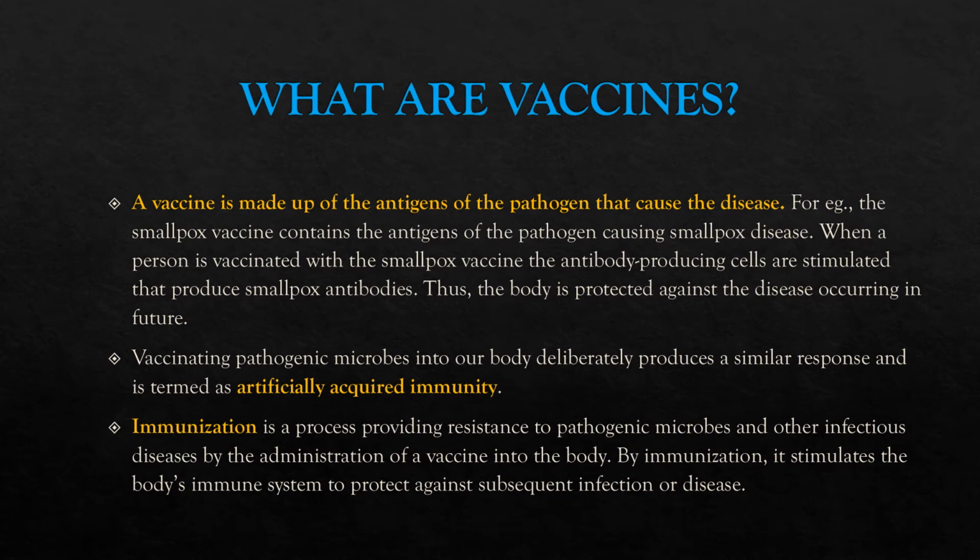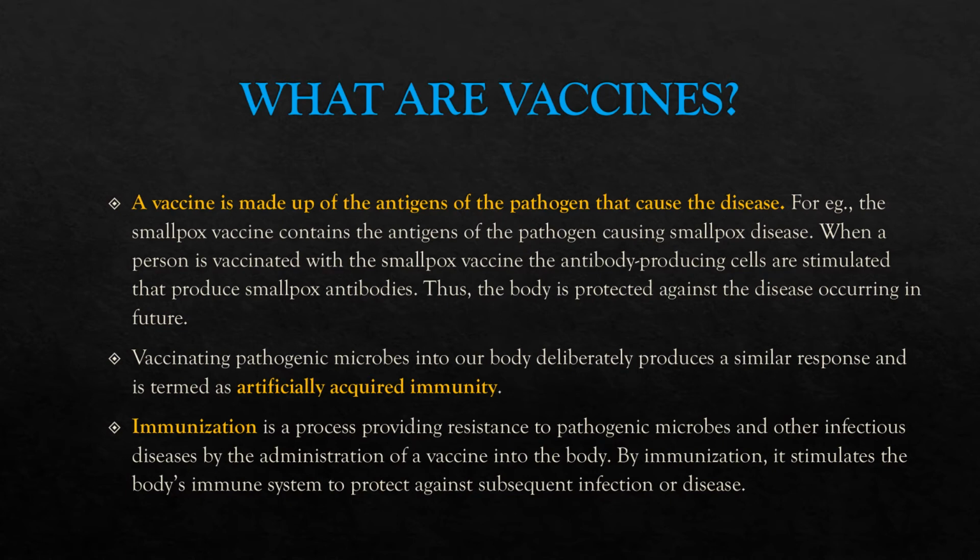What are vaccines? A vaccine is made up of the antigens of the pathogen that cause the disease. For example, the smallpox vaccine contains the antigens of the pathogen causing smallpox disease. When a person is vaccinated with the smallpox vaccine, the antibody producing cells are stimulated that produce smallpox antibodies. Thus, the body is protected against the disease occurring in future.